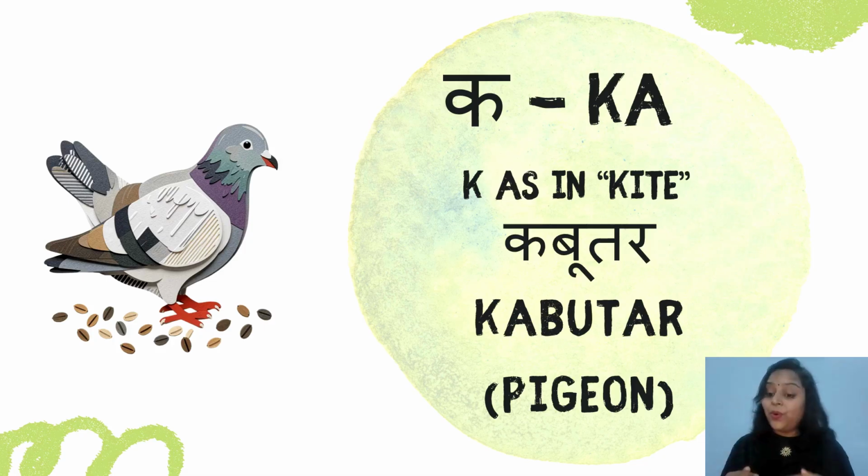So as we know now, the first consonant is ka. Let's look at some words starting from ka. The first one is kabutar. Kabutar is called pigeon in Hindi. And the sound is like ka as in kite. Ka as in kite. And the word is kabutar, means pigeon. Repeat after me. Ka, kabutar.